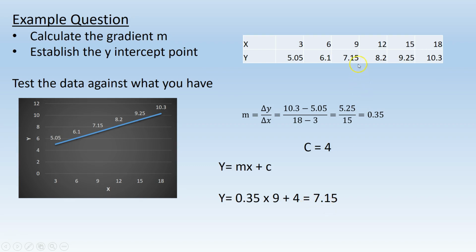Okay, and that's what we've been given, so we know that our m is correct and our c is correct. So we have the right data now.